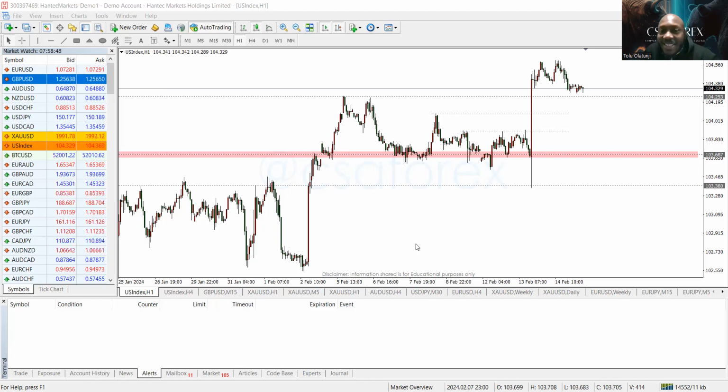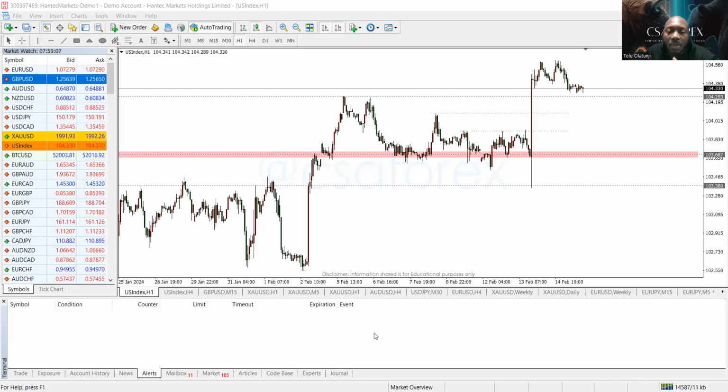Okay, that out of the way, straight to the chart. We are going to fully concentrate on the dollar as the dollar is of interest today, especially with the news that we have coming out in approximately 7.5 hours from now for the USD.